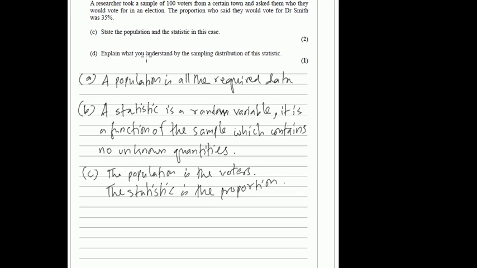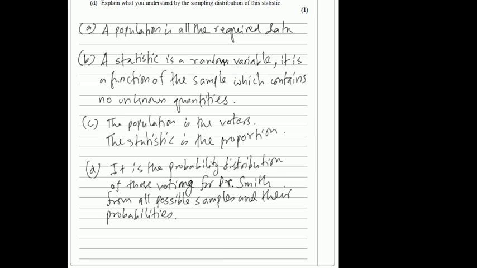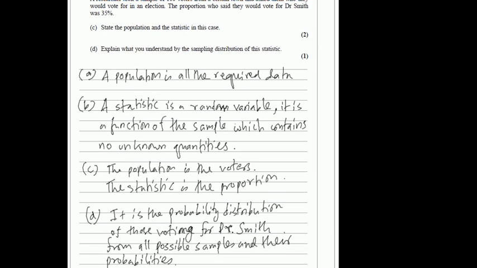Next question, explain what you understand by the sampling distribution. So a sampling distribution is a probability distribution where the random variables are the statistic and the probabilities are given below. It is the probability distribution of those voting for Dr. Smith. Remember, you have to give context. If you give no context, you get no point. From all the possible samples and their probabilities, each and every random variable and their probability, that is the sampling distribution.